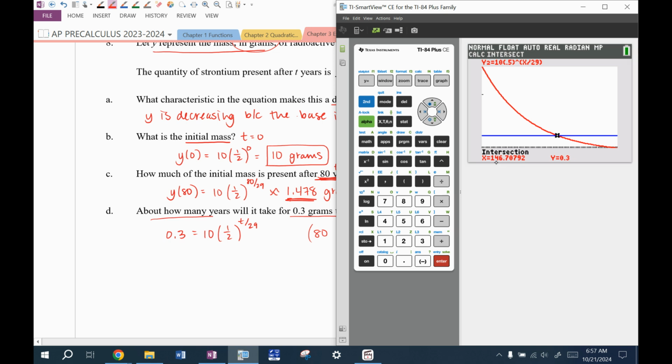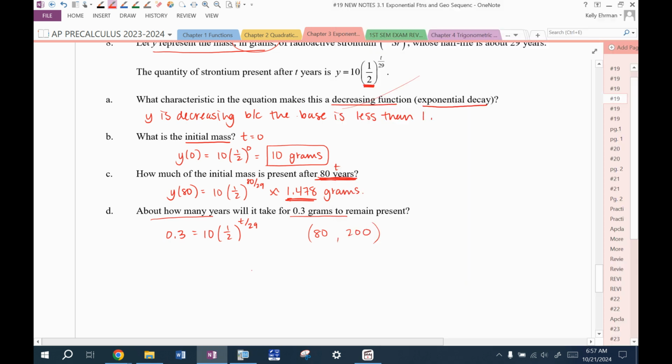So my answer is 146.708. So t is about equal to 146.708. Time is measured in years. That's about how long it will take to get the 10 grams down to 0.3 grams. Again, in a few days, I will show you how to solve this algebraically.